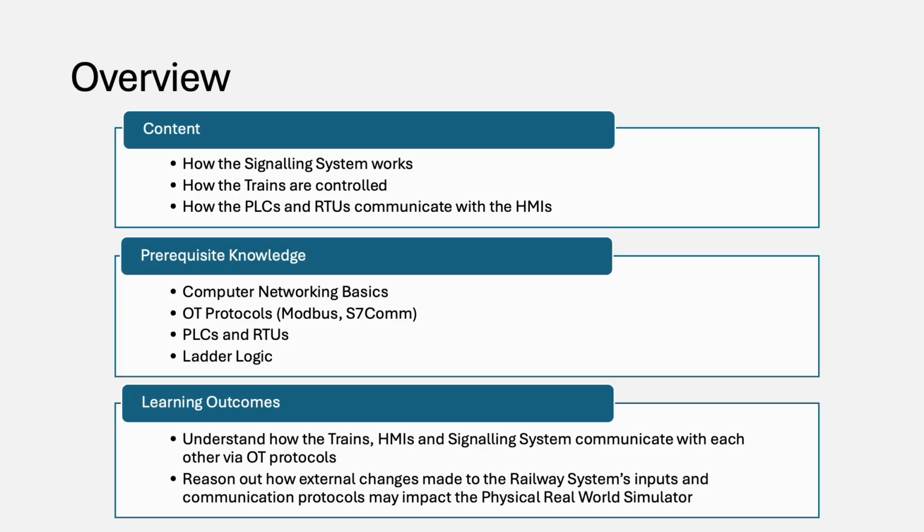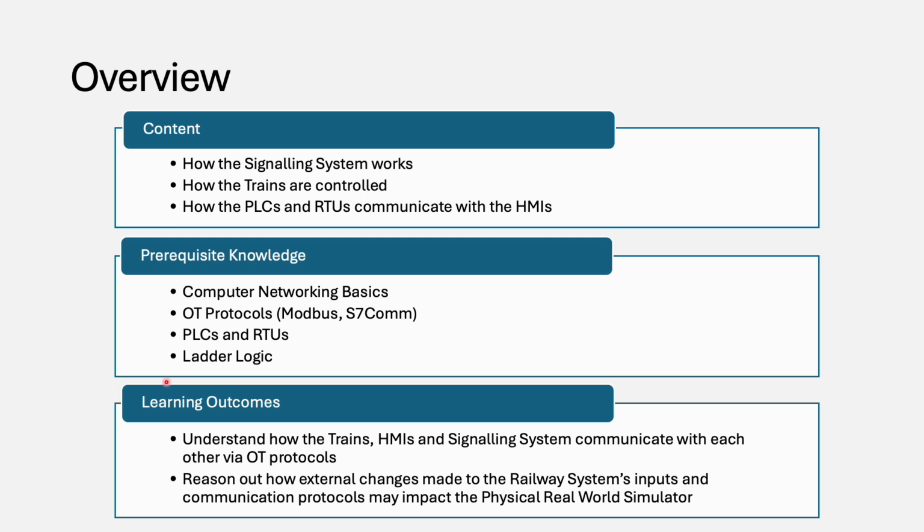So here is a quick overview of what we will be covering in this video. Today, we'll be diving deeper into how the railway system works and how the components communicate with each other. We'll assume you have a basic understanding of computer networking, how OT protocols like Modbus and S7COM function, how PLCs and RTUs work, and what ladder logic is.